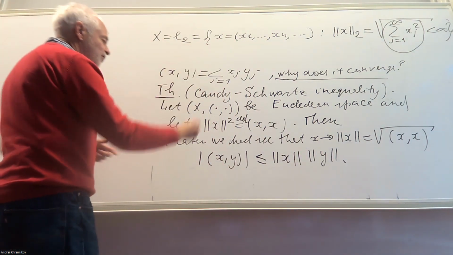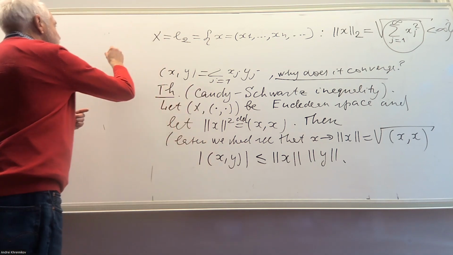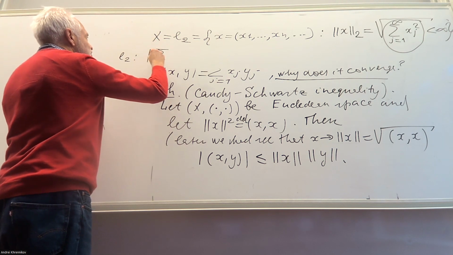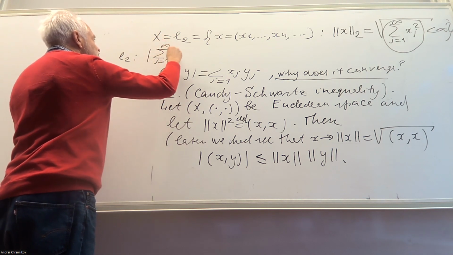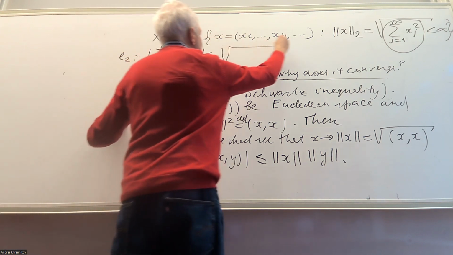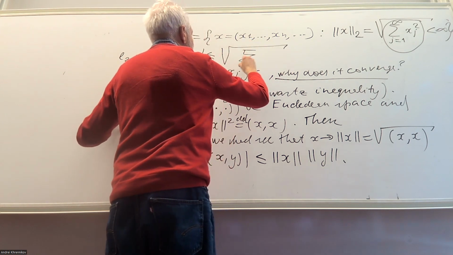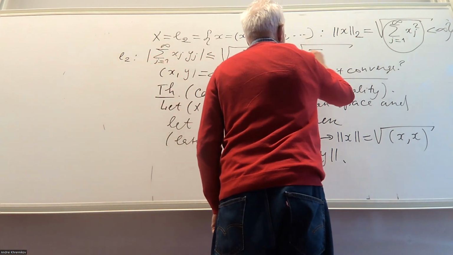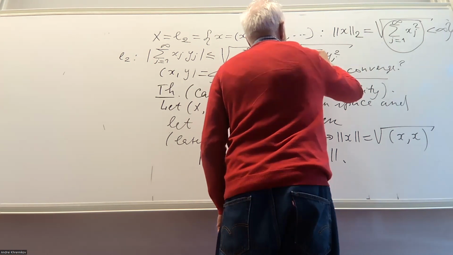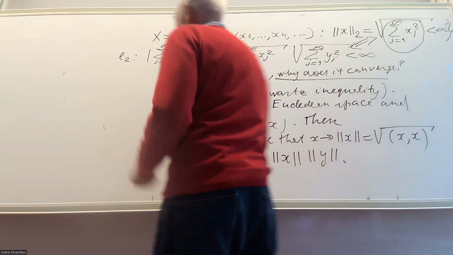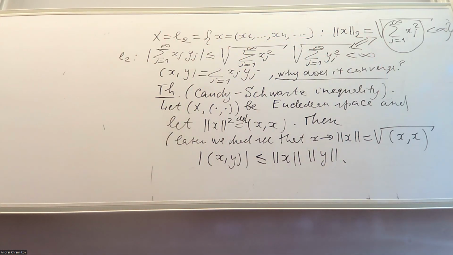So if we write this in L2 space, we will have that the sum over g from 1 to infinity of xg yg is less than or equal to the square root, so less than infinity because of this. Because in this space, for each sequence, the sum of squares of coordinates is less than infinity.